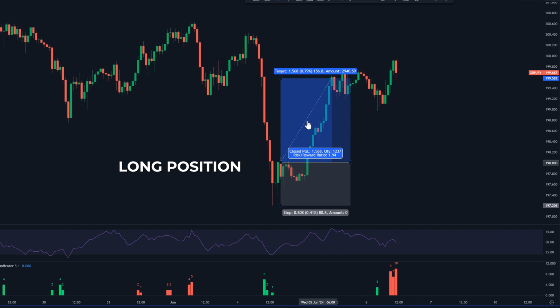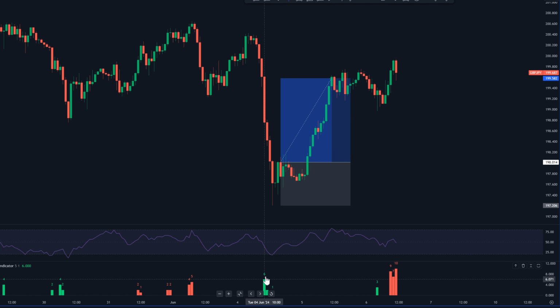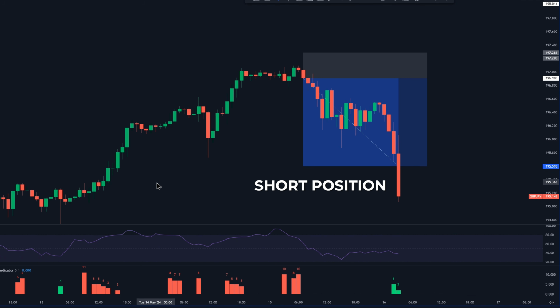To take long positions, you want this indicator to go under the 20 level, and that area should also be a bullish divergence. And for short positions, this oscillator should go above the 80 level, and at the same time, it should indicate a bearish divergence.